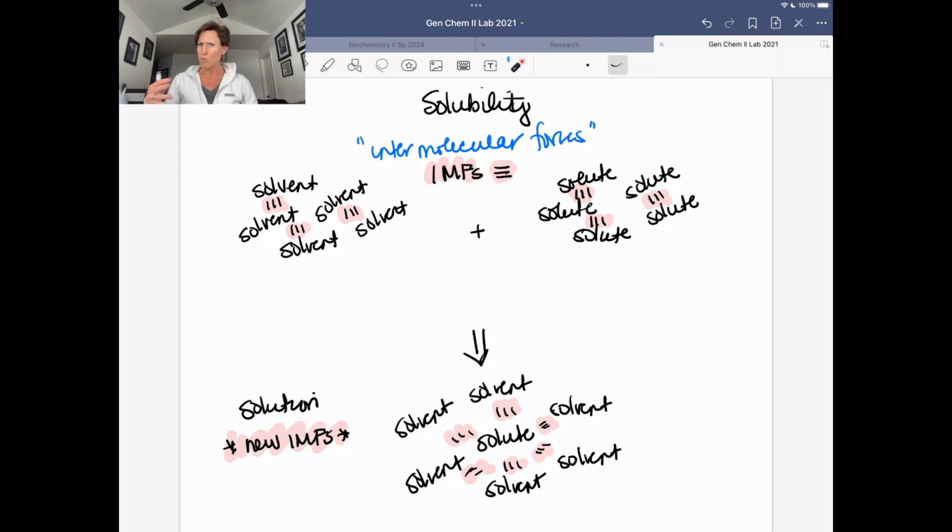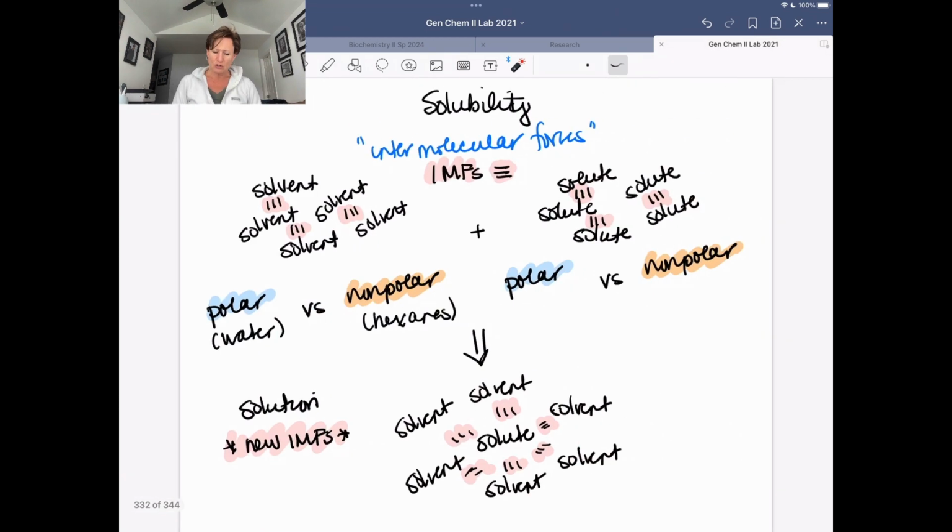So at its core, whether or not this process happens has a lot to do with how costly it is to break these interactions and what we get back when we solvate the solute by the solvent. Lots of S words that we have there. But again, making these new intermolecular forces is going to give us back energy. And the question is, does this gain outweigh the costs of what we break apart?